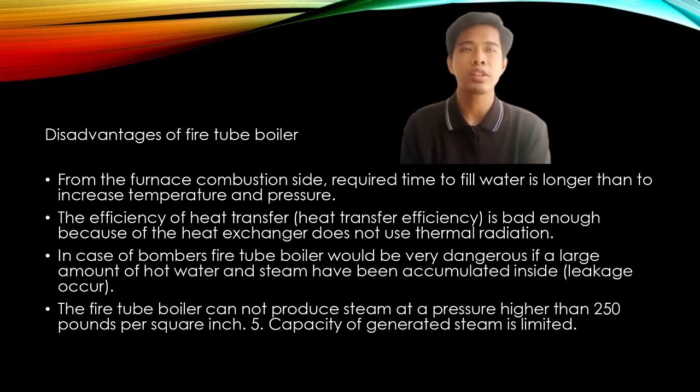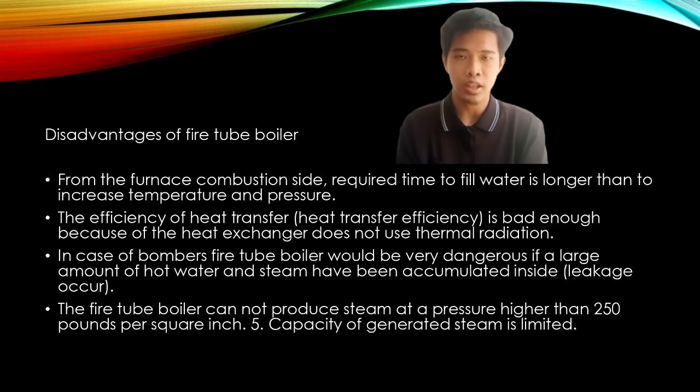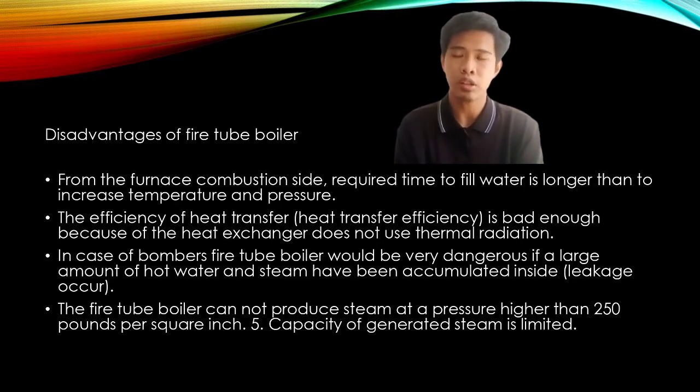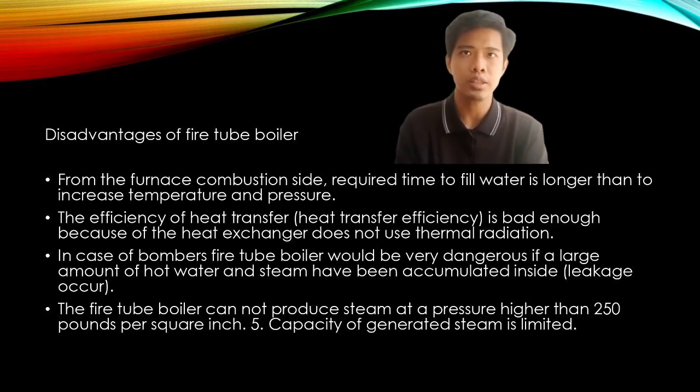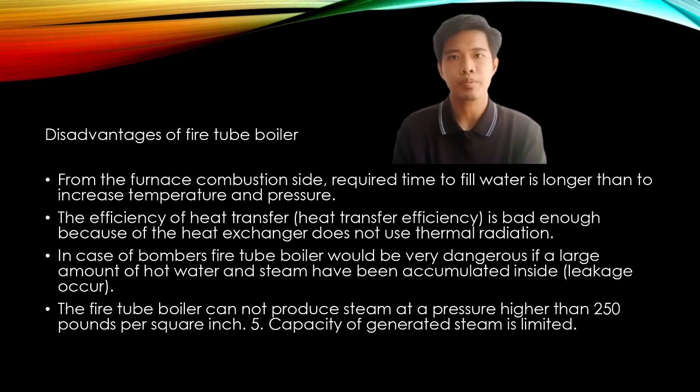The third disadvantage is that in case of a boiler explosion, the fire tube boiler would be very dangerous if a large amount of hot water and steam has accumulated or leakage occurs. The last disadvantage is that the fire tube boiler cannot produce steam at a pressure higher than 250 pounds per square inch, so the capacity of generated steam is limited.